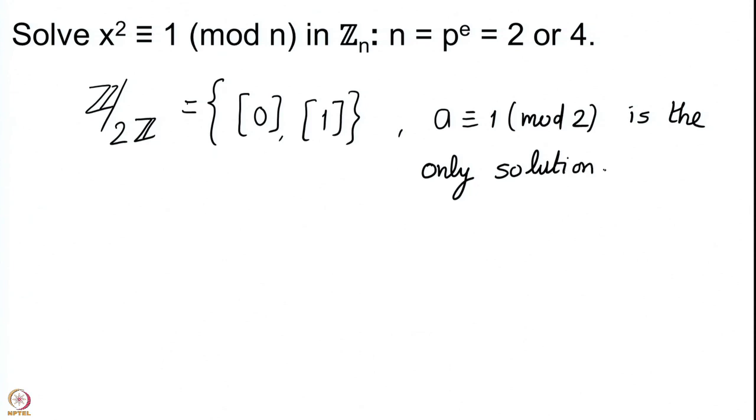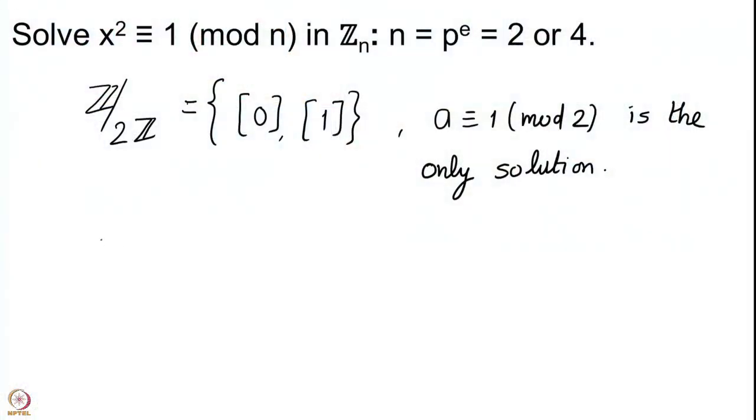Remember, I had said that minus 1 and 1 are always the solutions. But unfortunately, modulo 2, 1 and minus 1 happen to be congruent to each other. So these two, which were distinct elements in Z mod nZ, collapse to a single element when n is 2. And therefore, here we have this as the only solution.